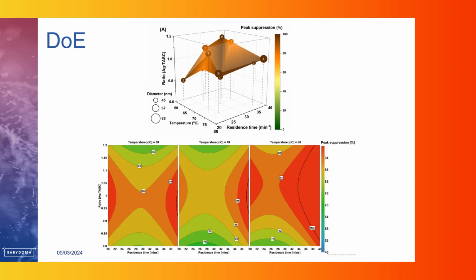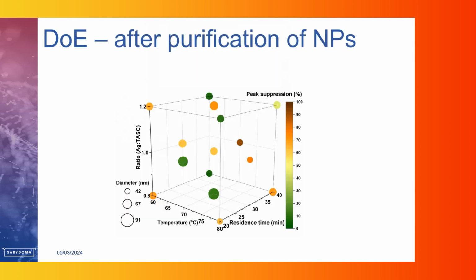And we looked at the PrestoBlue suppression of the nanoparticles offline. And you can see this is that, and green is much better than red in this case. So you can see we've actually found some regions where the nanoparticles we're making don't exhibit much or any toxicity at all. So this is quite a nice result.